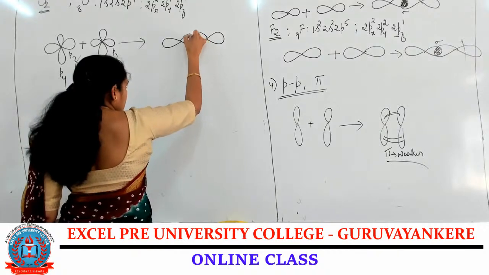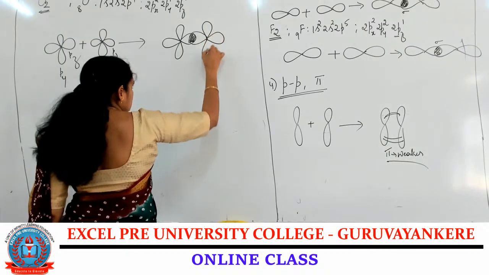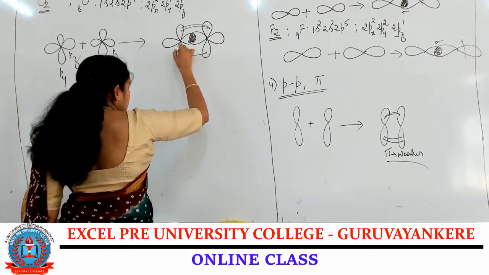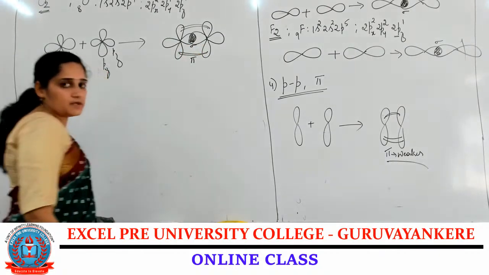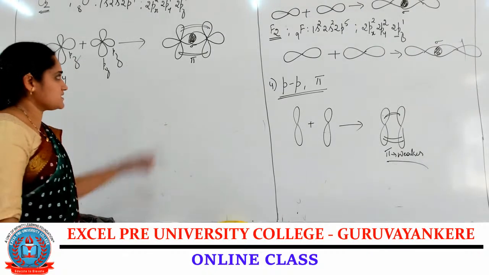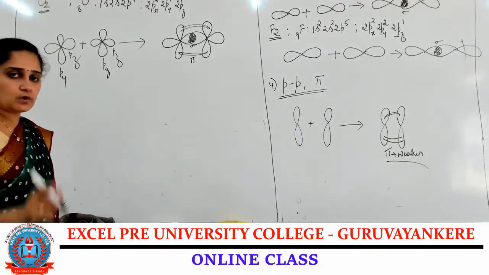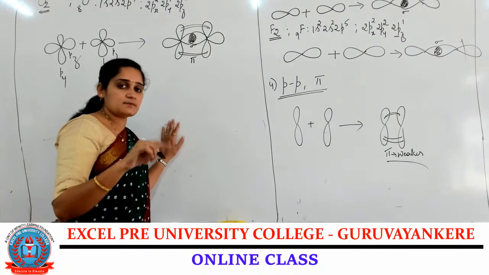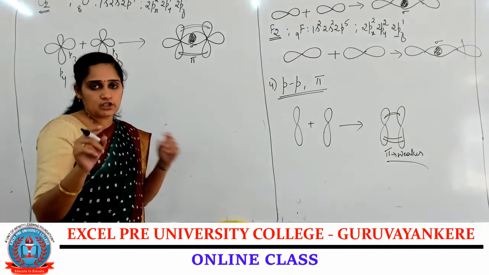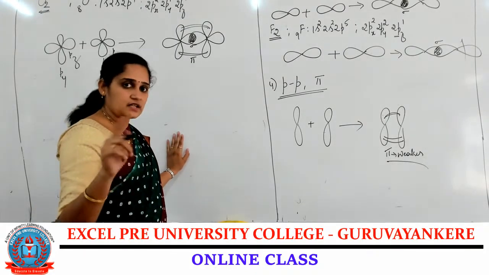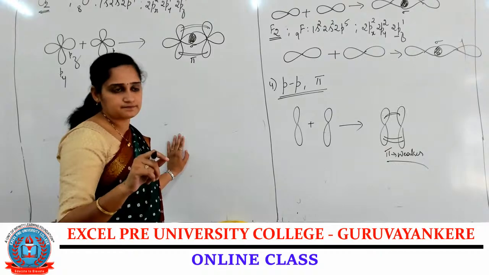It forms a sigma bond by axial overlapping. It forms a pi bond. One sigma bond and one pi bond formation. One is head-on overlapping, another one is sideways overlapping. Always a pi bond is present with a sigma bond, but a sigma bond may or may not be present with a pi bond. If a single bond is present within the molecule, all the bonds are sigma bonds. If a double bond is present, one bond is a sigma bond, another bond is a pi bond.